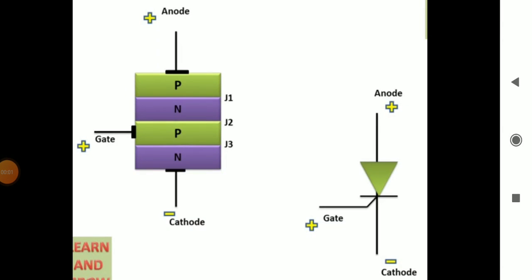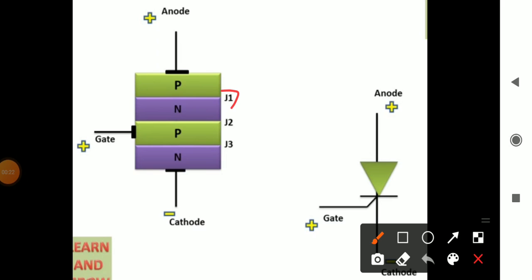Now we study static characteristics of SCR. SCR is a silicon controlled rectifier. It is a 4-layer 3-junction PN semiconductor switching device. It has 3 terminals: anode, cathode and gate.